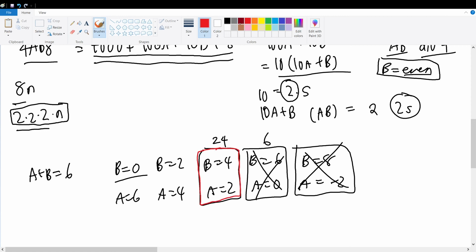And what about the number 42 when a is equal to 4 and b is equal to 2? Well, this will not work because while the digits sum to 6, the number itself is not divisible by 4, which does not meet all the criteria, so this is wrong.